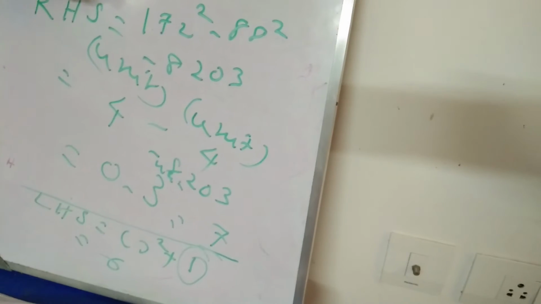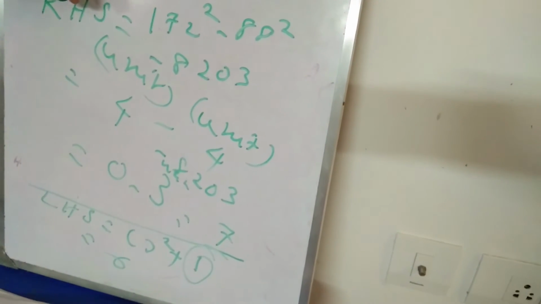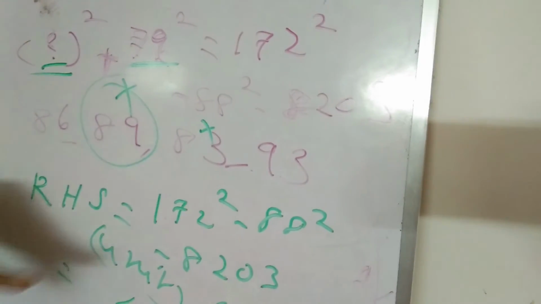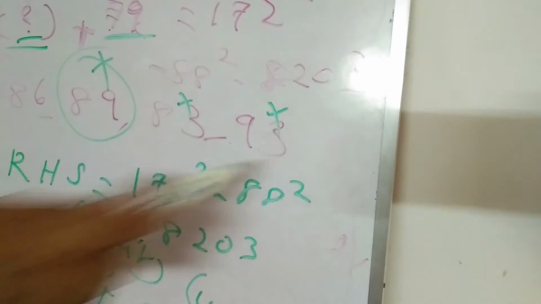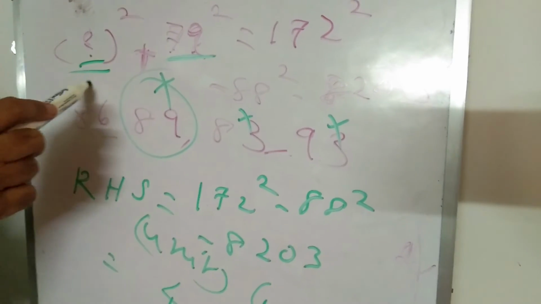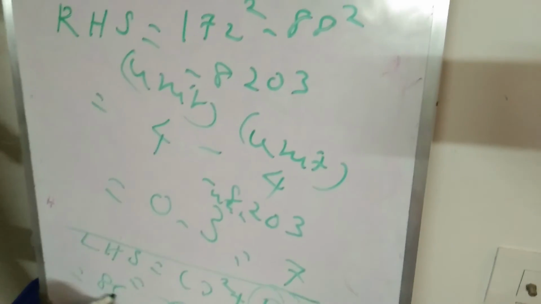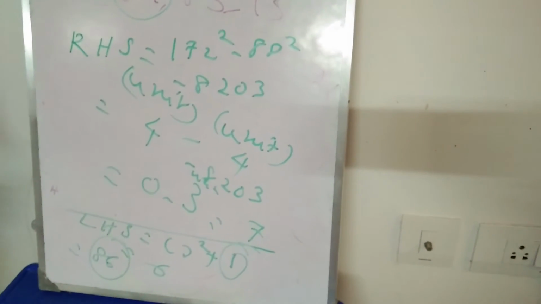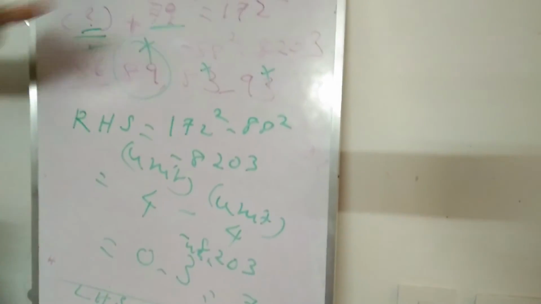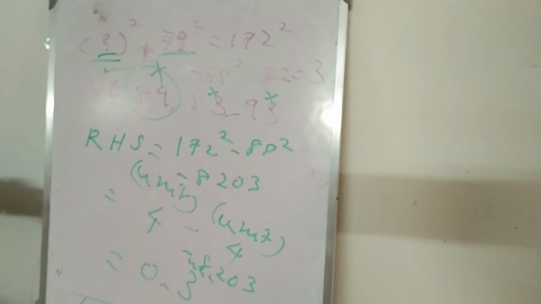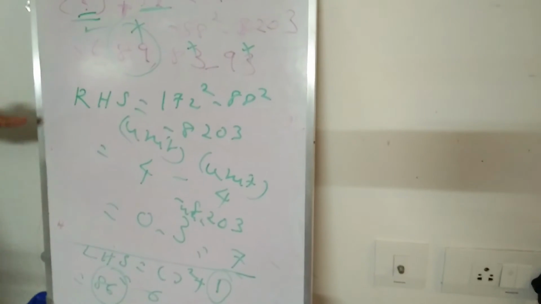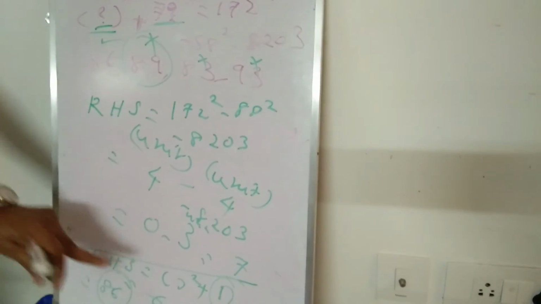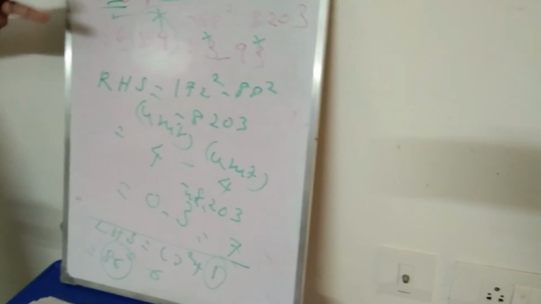89 squared has last digit 1, so it is ruled out. 83 squared has last digit 9, so that is ruled out. 93 squared ends in 9, so it is ruled out. Here 86 squared ends in 6. So the answer is 86. If you calculated this one, I fear it would take even more than half an hour, since we have to calculate 172 squared plus 9 squared. It is very difficult. By elimination of answers, simply applying our logic and mind, we get the answer in maybe 2 to 3 seconds, even less.